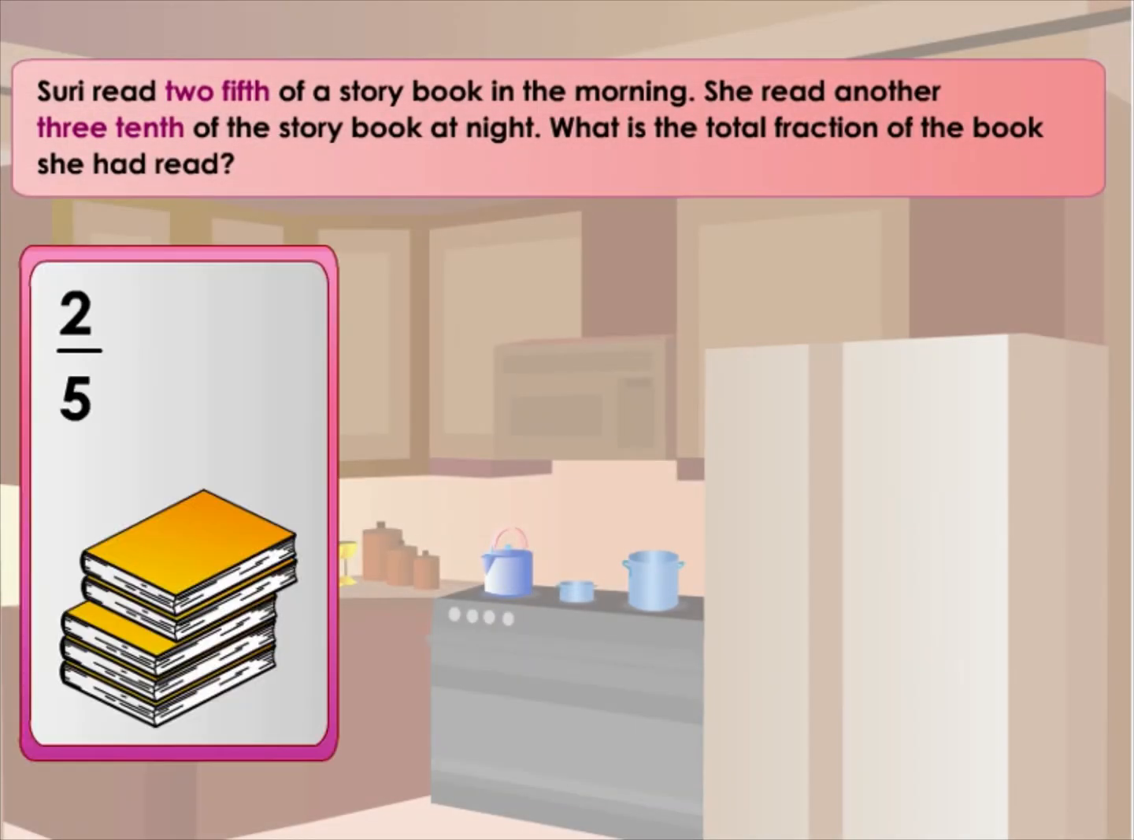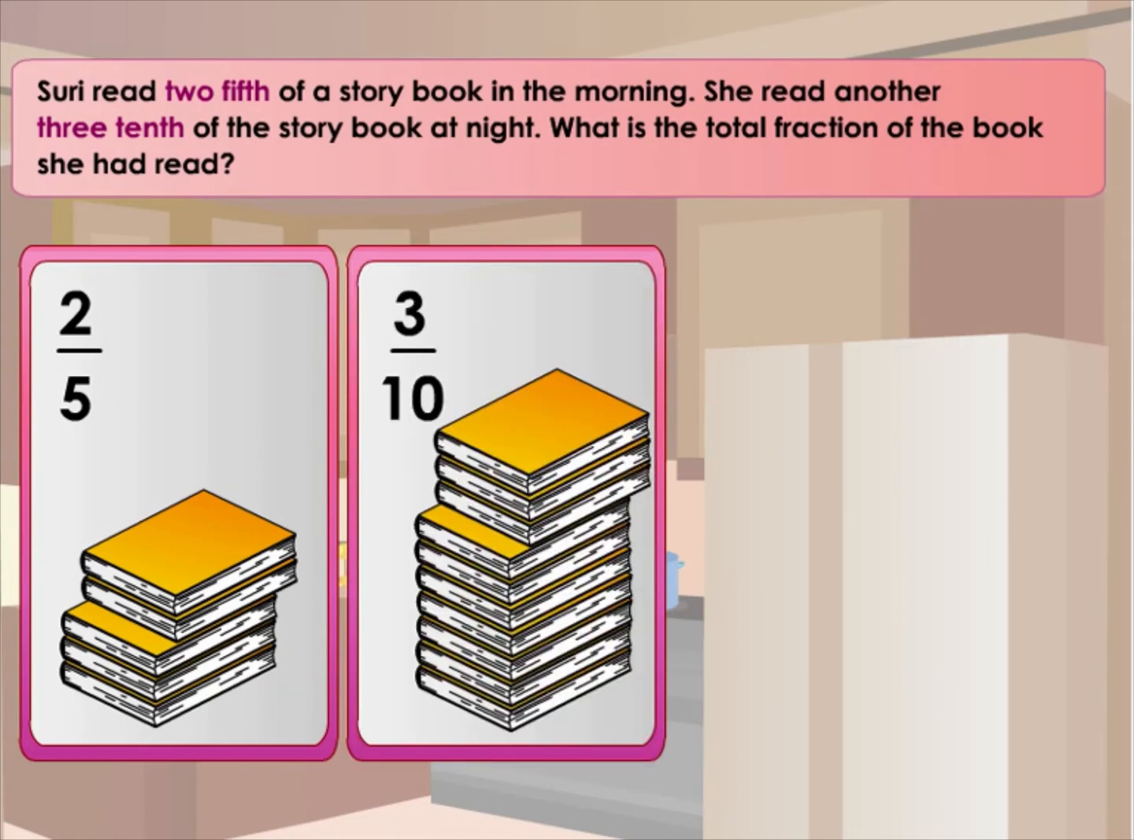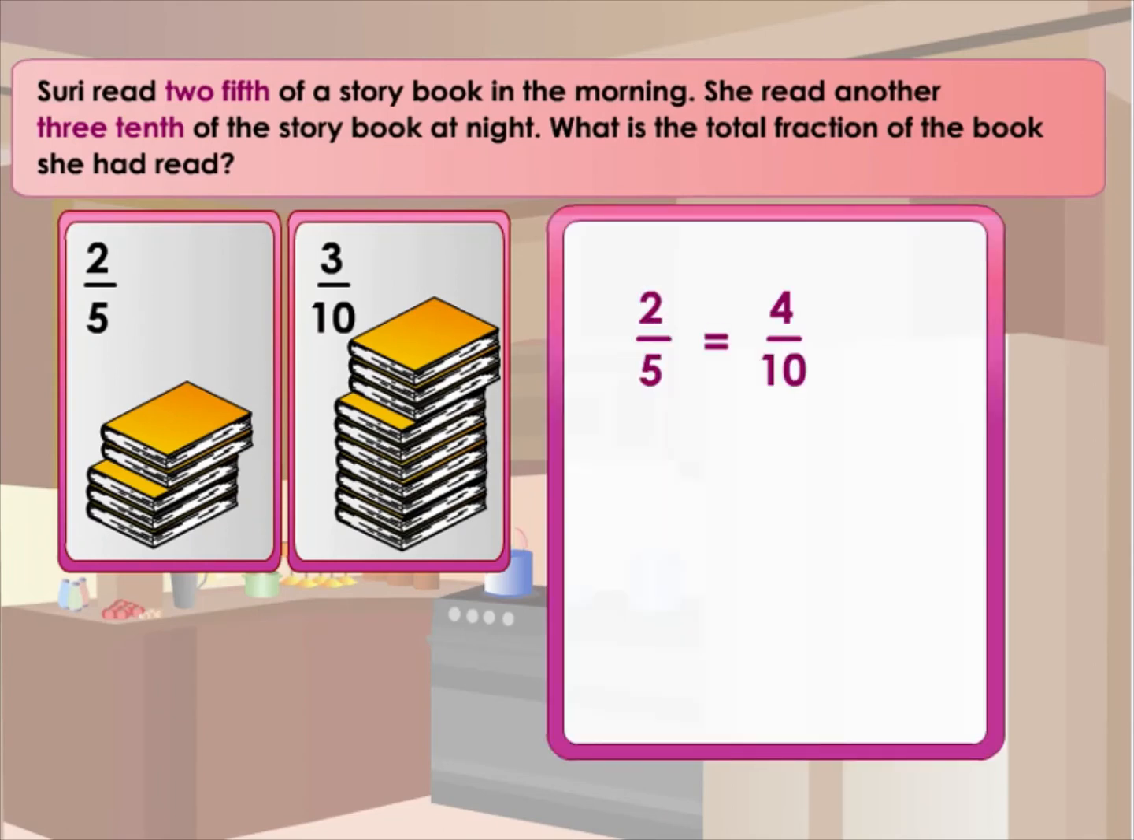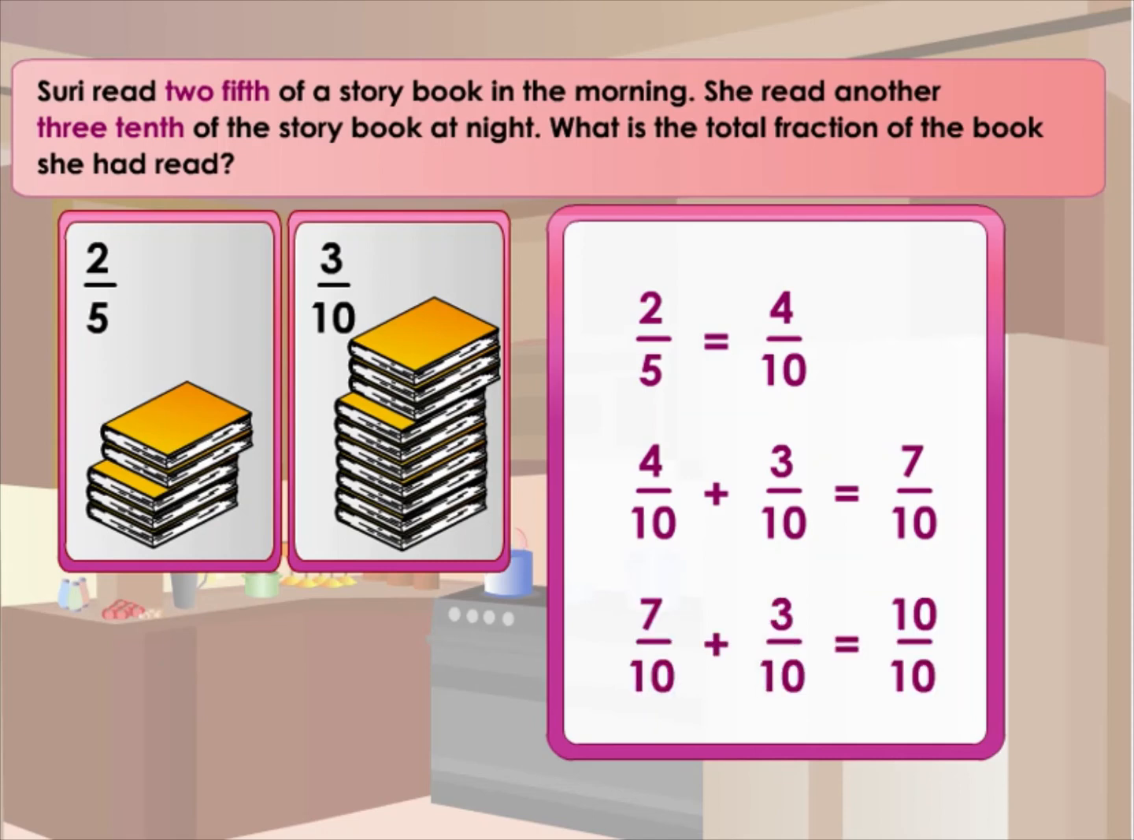Suri read 2/5 of a storybook in the morning. She read another 3/10 of the storybook at night. What is the total fraction of the book she has read? Using the fraction bar, 2/5 is equal to 4/10. So, 4/10 plus 3/10 equals 7/10. Remember to check your answer.